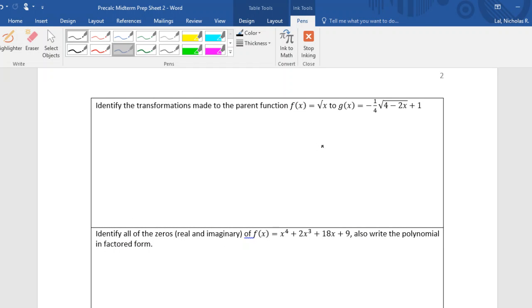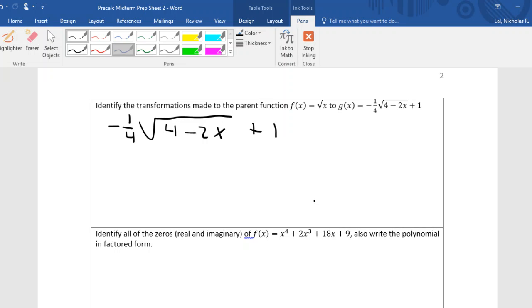All right, so we have the square root of x transforms into negative 1/4 times the square root of 4 minus 2x plus 1. So we have to rearrange our equation before I identify the transformations. Negative 1/4 times the square root of 4 minus 2x plus 1. What are your thoughts on how I can rearrange this to get this into transformation form?